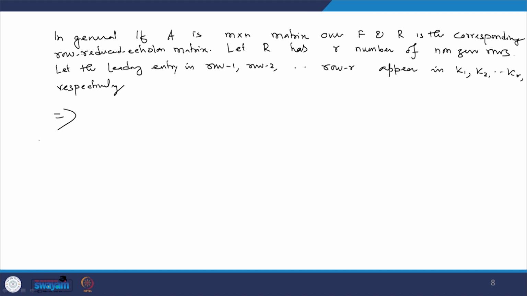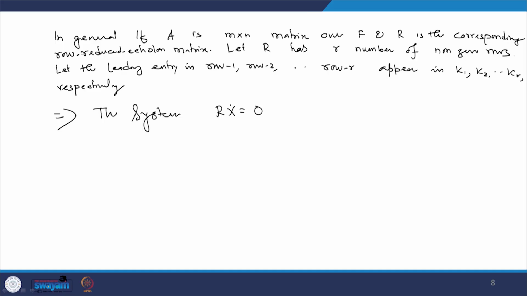This implies the system Rx equal to 0 will have basically r equations. As in the previous examples I have shown, even though R is a 5 cross 5 matrix, it has only 3 non-zero rows. So, we have only 3 equations. Okay. So, I will have small r number of equations.